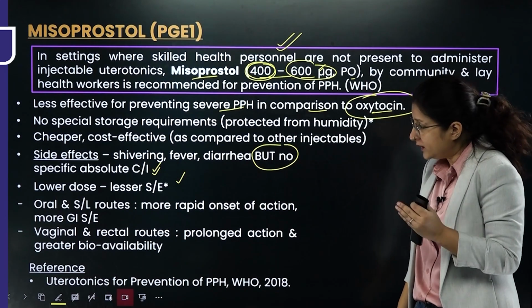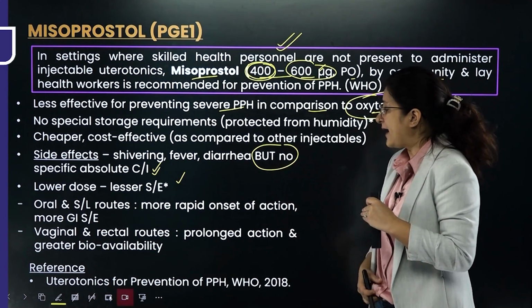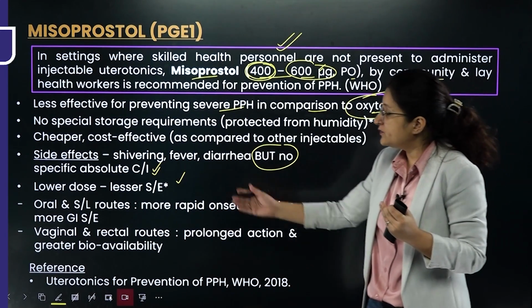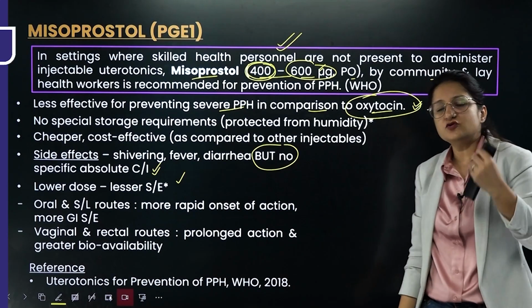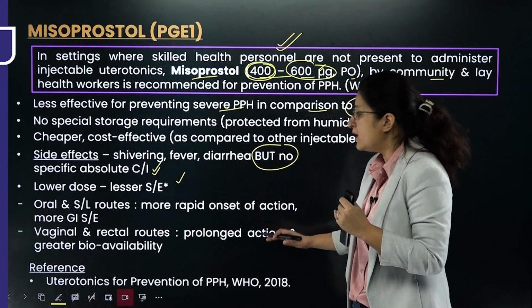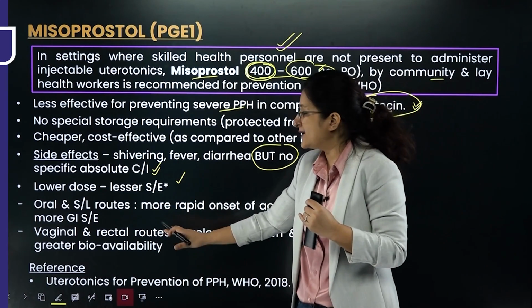And you know that oral and sublingual routes, they allow for more rapid onset of action, but more gastrointestinal side effects. With vaginal and rectal routes, there is a slower absorption, a constant rate of absorption. So they have prolonged action and greater bioavailability. That's the advantage of the vaginal rectal route.